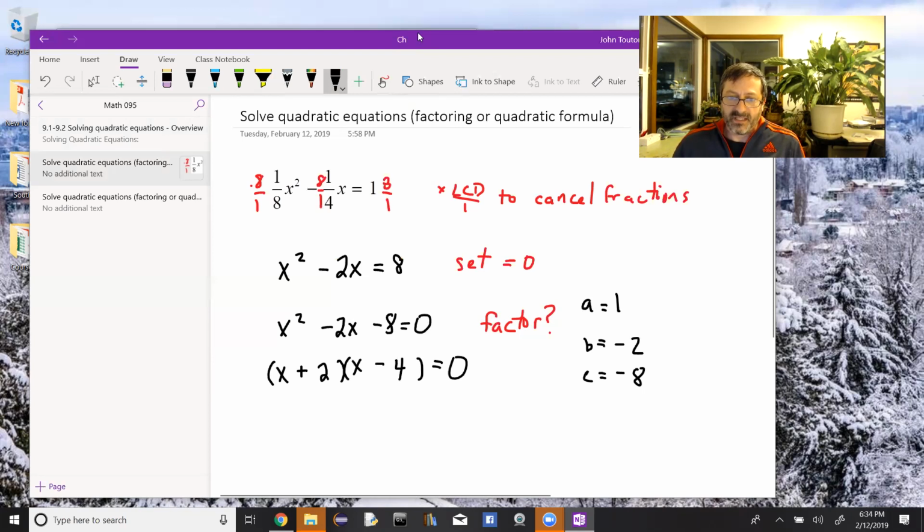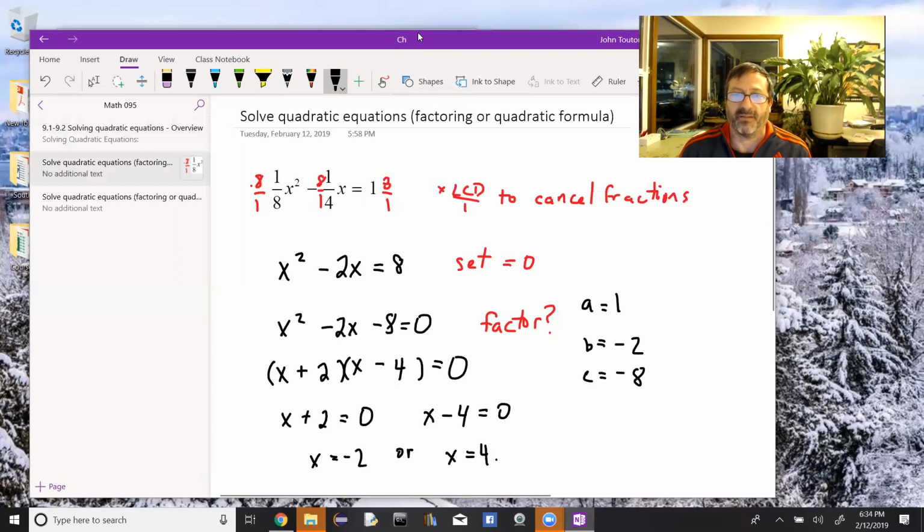So then once this equals 0 and is factored, we can set each factor to 0 as we did before. So x + 2 = 0, or x - 4 = 0, and then we solve these, giving us x is -2 or x is 4. And those are our two solutions for this problem. Okay, I'm going to look at the next problem now. I'll pause. And if you need to pause and write this down, you can as well.